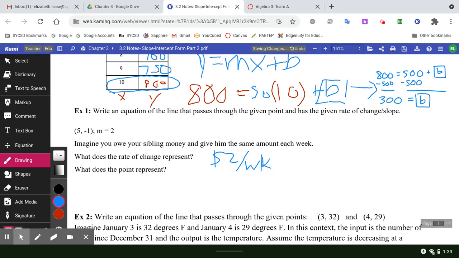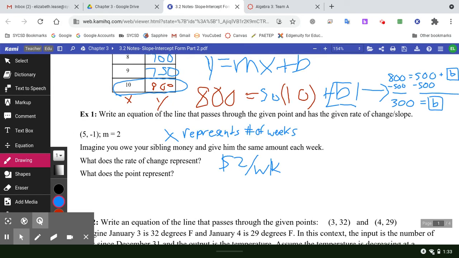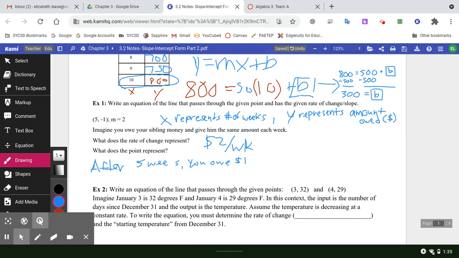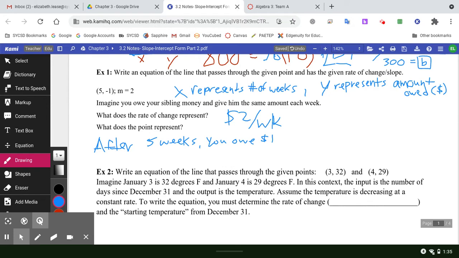And for the point, we might say X represents the number of weeks since you've been giving your sibling money, and Y would represent the amount that you owe your sibling. So the point (5, -1) would mean that after 5 weeks, you would still owe your sibling $1.